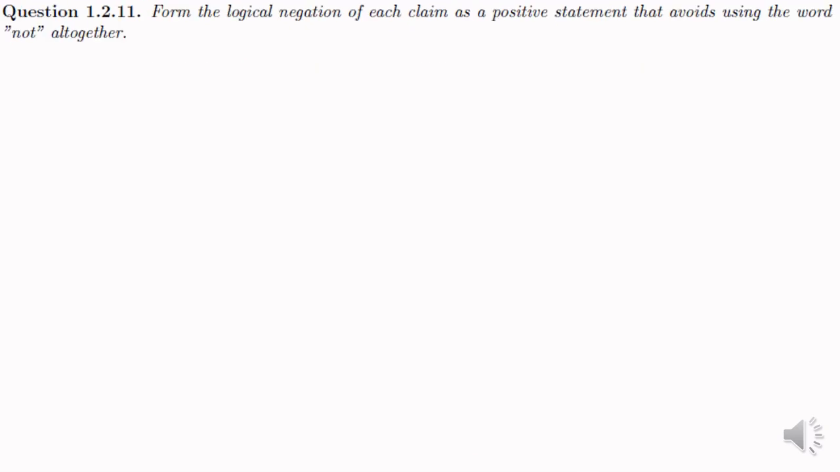Here we have a question. Form the logical negation of each claim as a positive statement that avoids using the word not. So here there will be some claims given. You have to write the logical negation of each claim without using the word not. So we will see what are the claims given.